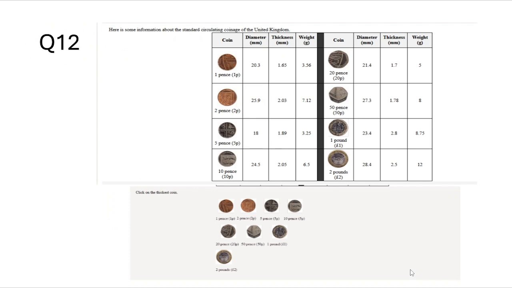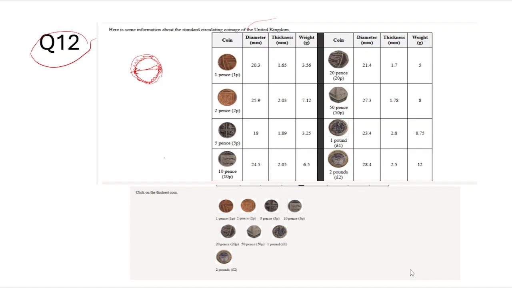Okay, question number 12. Here is some information about the standard circulating coinage of the United Kingdom. It mentions some coins of the United Kingdom along with the diameter, thickness, and weight. This is the coin, this is the diameter, and the thickness will be this one. So let's see what the question is asking for.